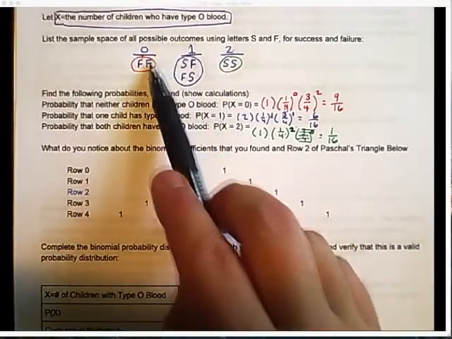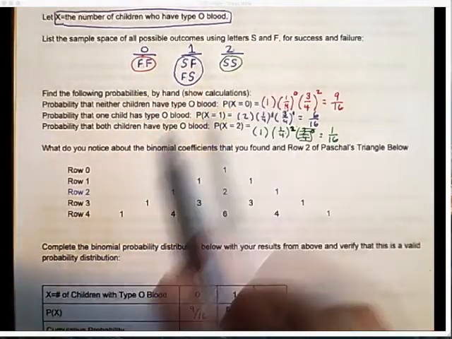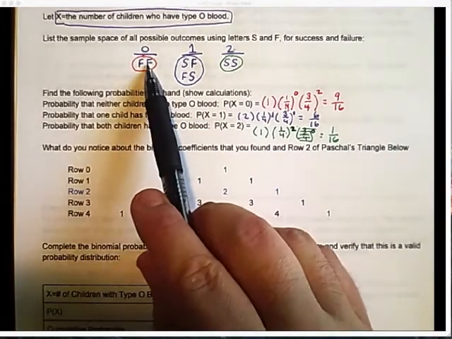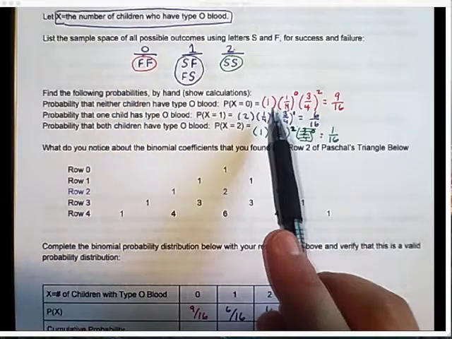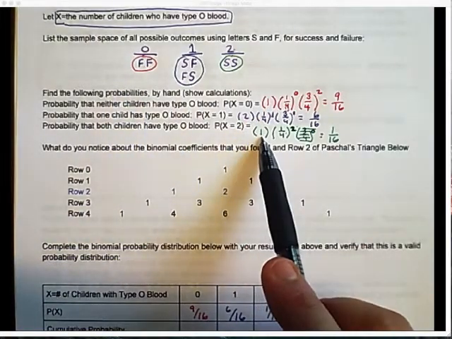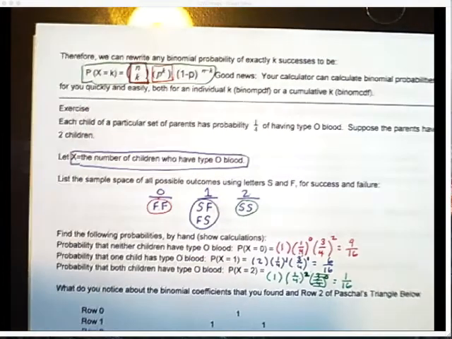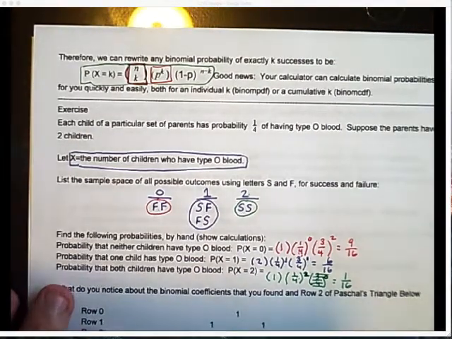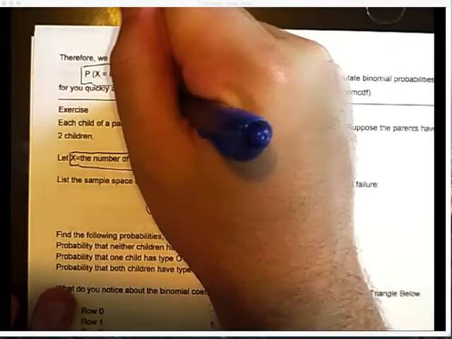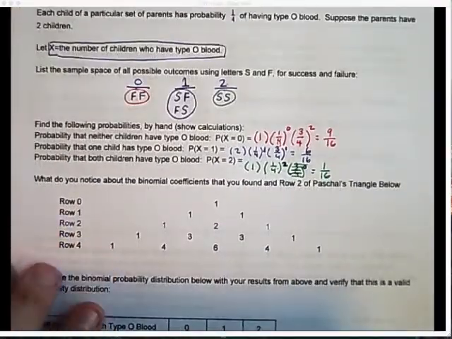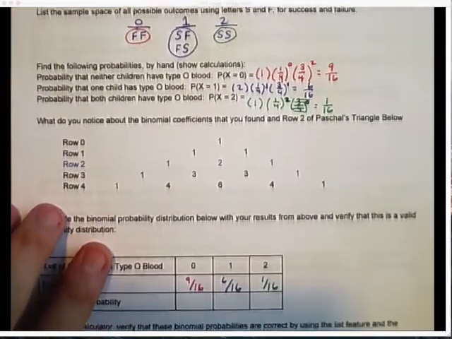Now, with bigger data sets, it becomes a lot harder to list all the outcomes. What do you notice here? Look at these leading coefficients, 1, 2, 1. I said that those were the same as this part. It's the number of arrangements that are possible. Another way to figure that out, other than using the formula, is to use Pascal's triangle.